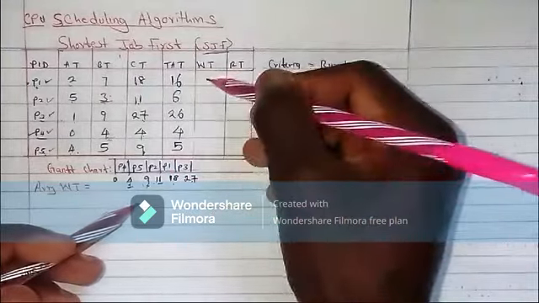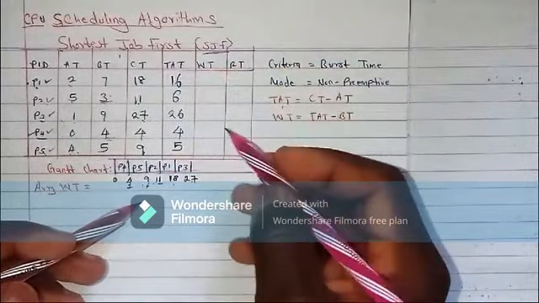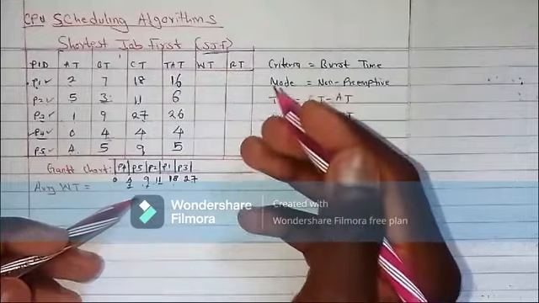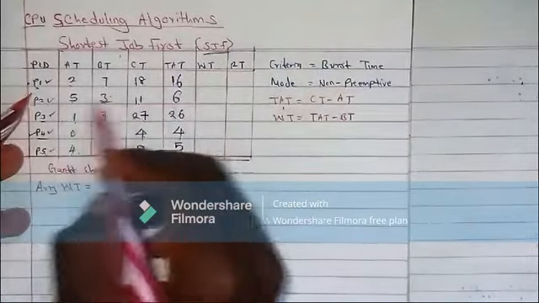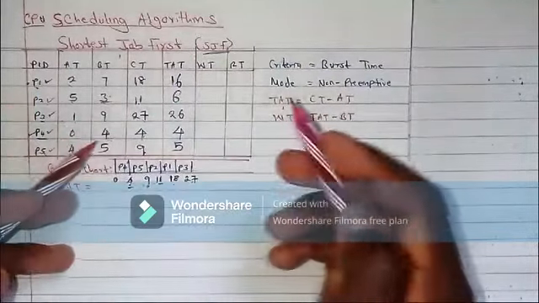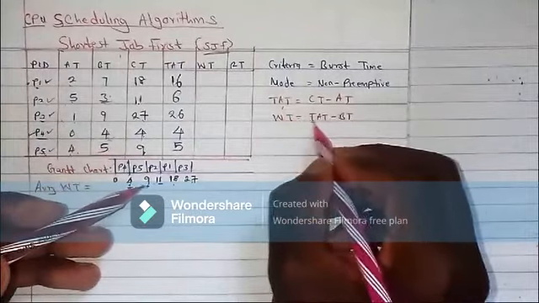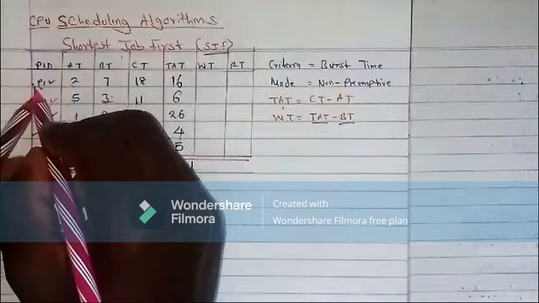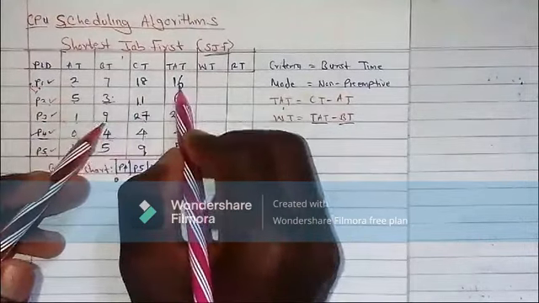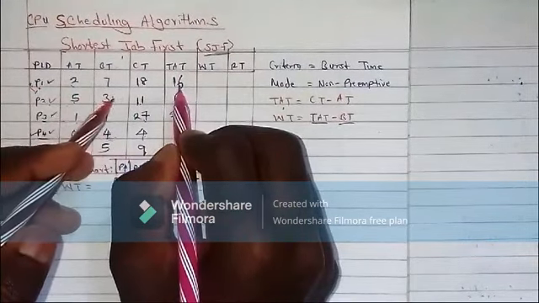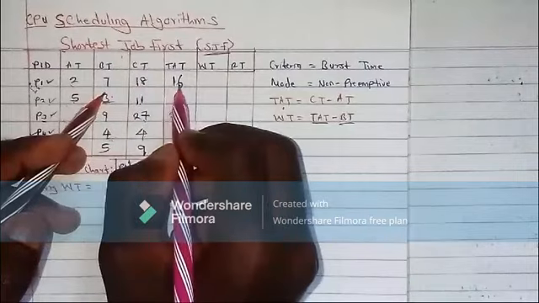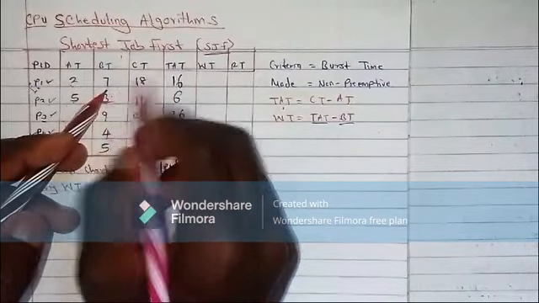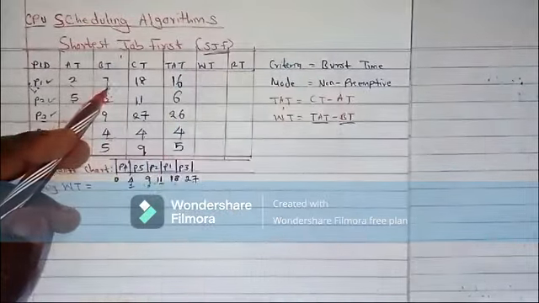Now we want to fill this. After calculating the turnaround time, we want to know the waiting time of each process, P1, P2, P3, all the way to P5. And we know that waiting time is equal to turnaround time minus burst time. Now we want to check P1 here. The turnaround time of P1 is 16. The burst time of P1 is 7. So 16 minus 7.